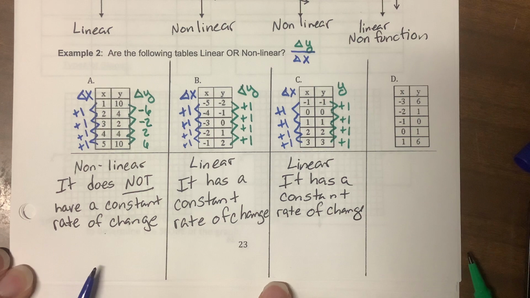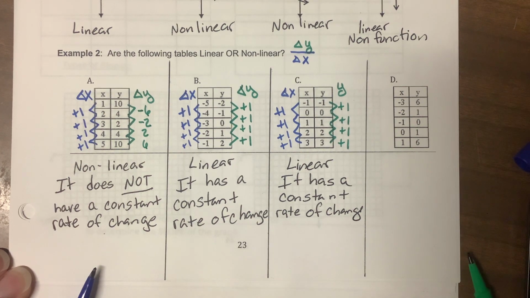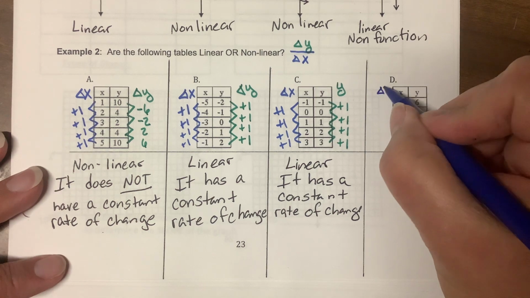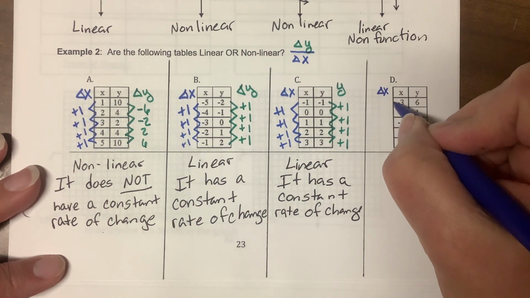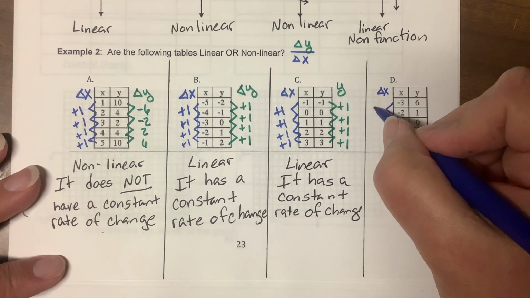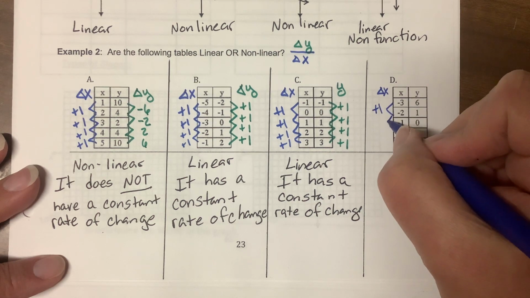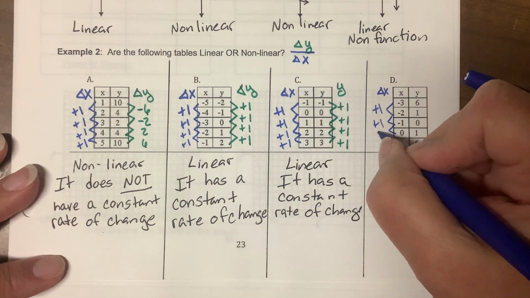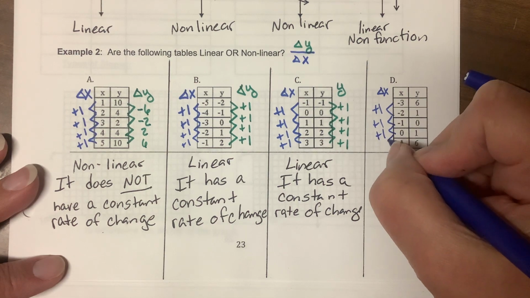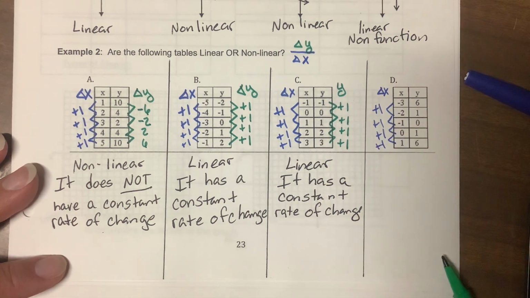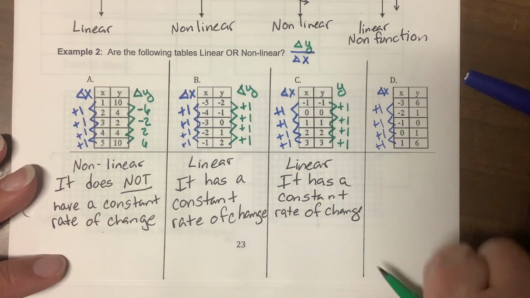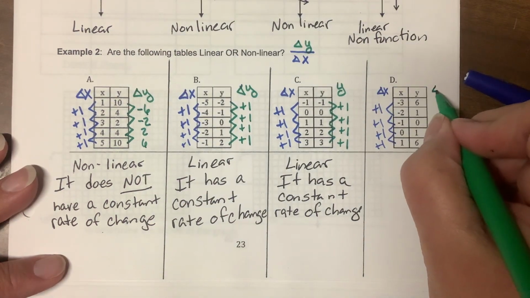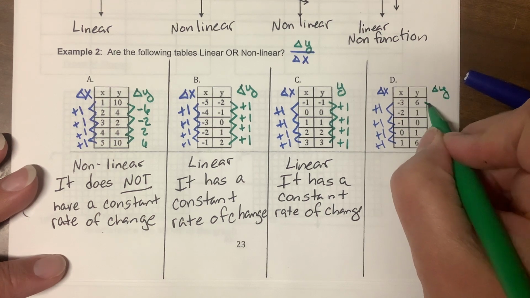All right, and D. Okay, the x values, delta x. The difference in the x values from negative 3 to negative 2, adding 1. Negative 2 to negative 1, adding 1. Negative 1 to 0, adding 1. 0 to 1, adding 1. Okay, so far so good. The x's are being constant in all of these. That's good. Now, what's the difference in y's?